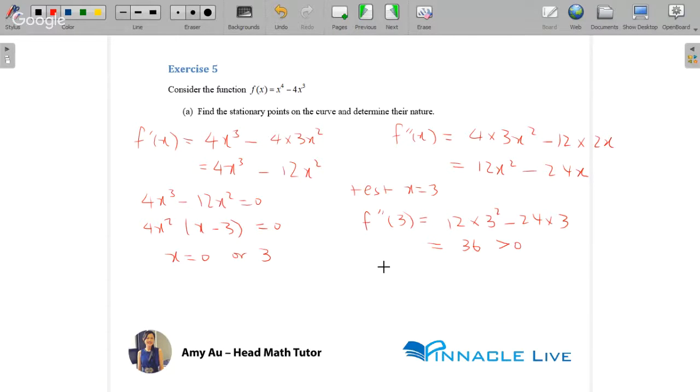Positive number, remember, second derivative is concavity. It means concave up, meaning that must be a minimum turning point. So therefore, you've got a minimum turning point at 3. Again, to work out the value, just quickly do up top here. You sub 3 into the original function. Don't get confused here. All right, so put that into the original function. It should be at minus 27.